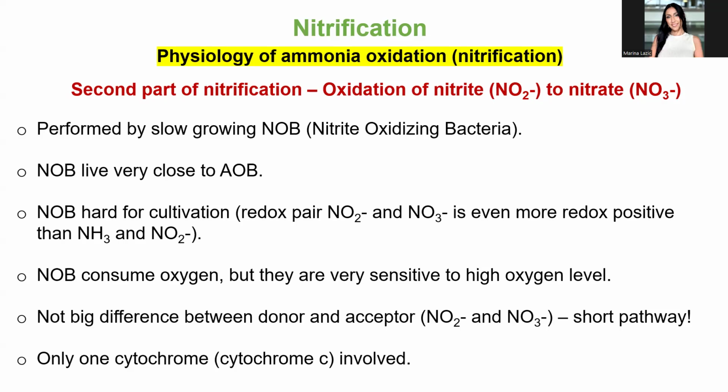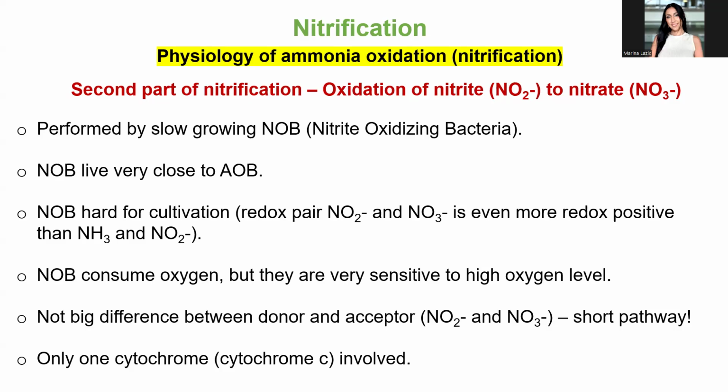They are very aerobic, but sensitive to high oxygen levels. They need oxygen, but they are sensitive to high oxygen levels. The redox difference between nitrite and nitrate is not big, which means it's a very short electron transport chain. It's only one cytochrome involved. There is nothing too special. It's a very short pathway, which again means, as you know, they're very oligotrophic. There is not much biomass. So they literally produce nothing. This is how.